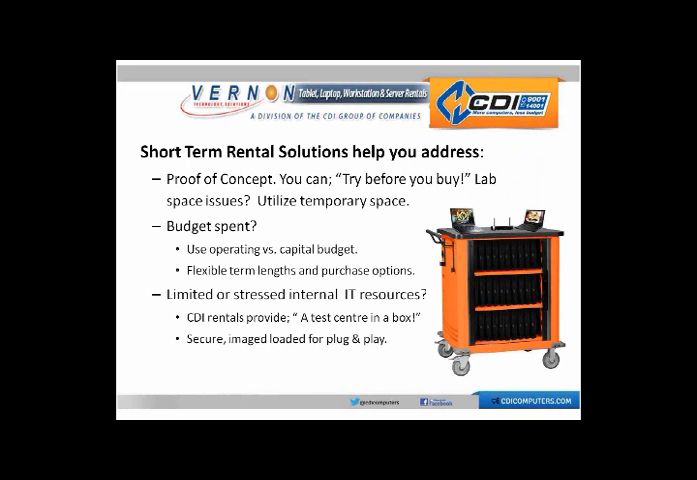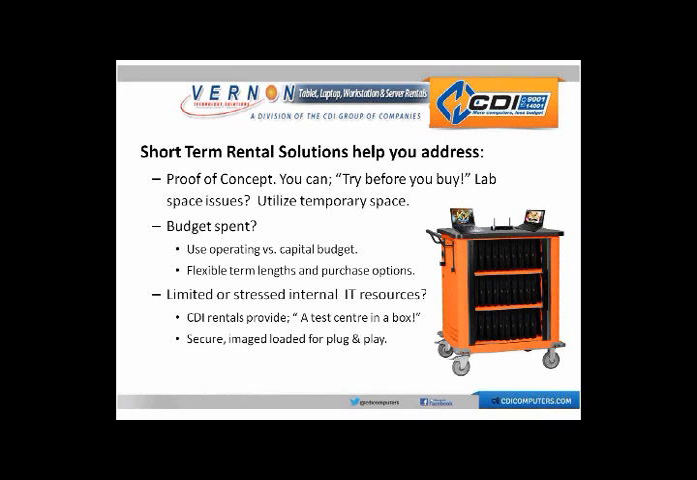One element that rentals can assist you with is proof of concept, allowing you to try before you buy. Some of the feedback we've had from the education market is that lab space might be an issue, and rentals will allow you to utilize temporary space, a library, a gym, or a cafeteria, for example.